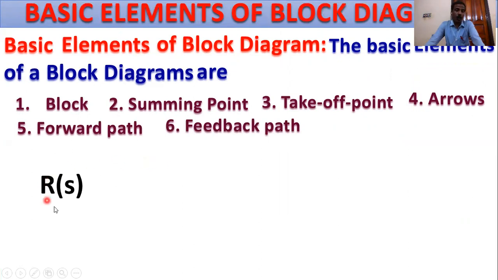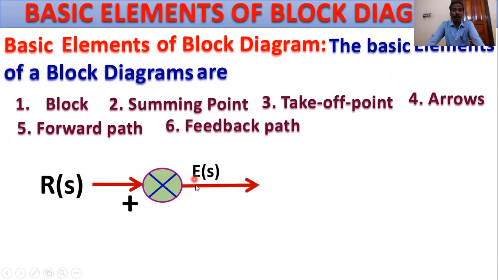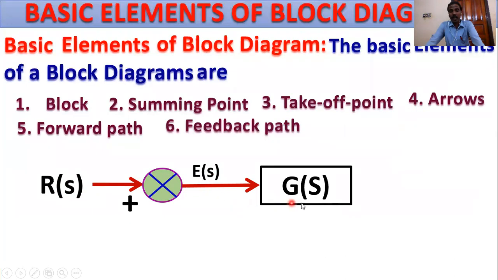Number 6. R of S is the reference input or excitation, and this excitation is always positive. This is the summing point with cross. E of S is called the actuating signal or error signal. G of S is the plant gain or system gain. And C of S is the controlled output or effect of the system.